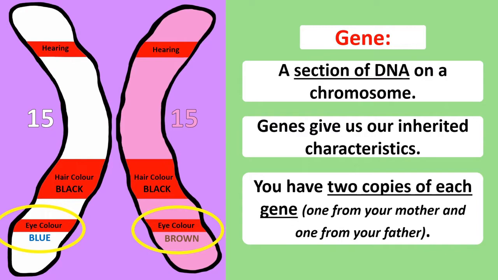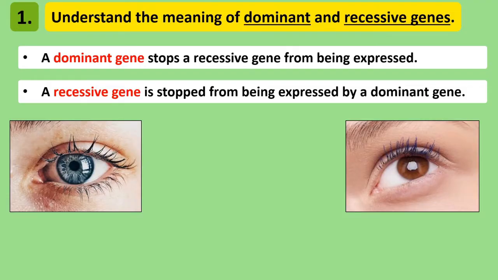From looking at these 2 chromosomes on screen, we can see that this person has received 2 genes for eye colour. The mother passed on a brown-eyed gene, and the father passed on a blue-eyed gene. So what colour of eyes would this child have? This is where gene dominance comes into play.